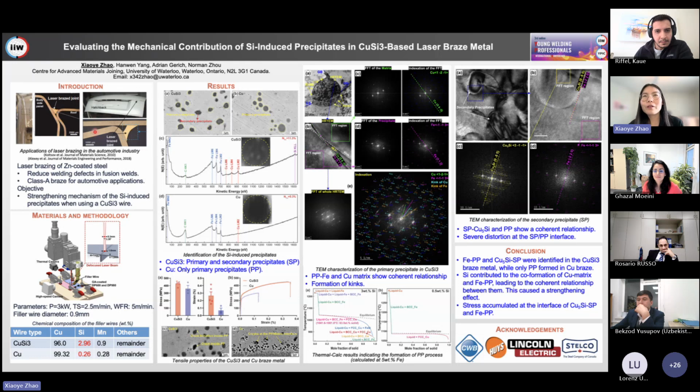For corrosion, do you mean the corrosion of the base metal? I'm not sure. That's part of my future work, because we have this stress accumulation, and I believe this is not good for corrosion resistance. But we don't know. And for the copper one, it's not even coherent. I'm not sure which one is better or not. That's part of my future work.